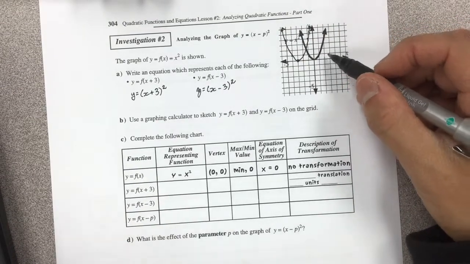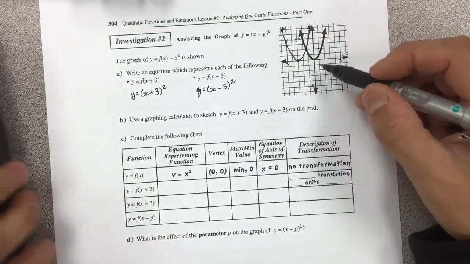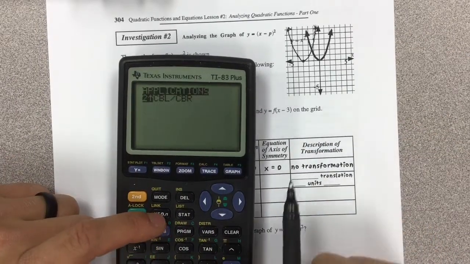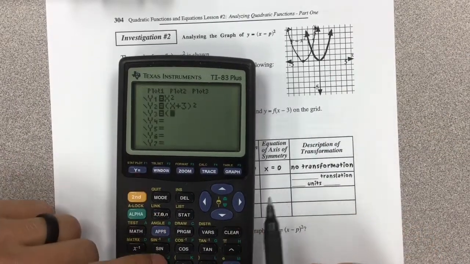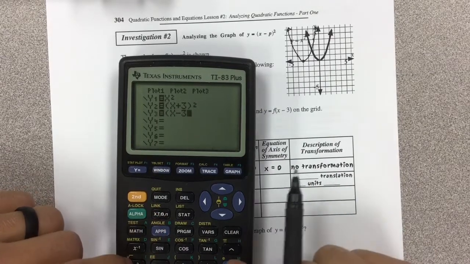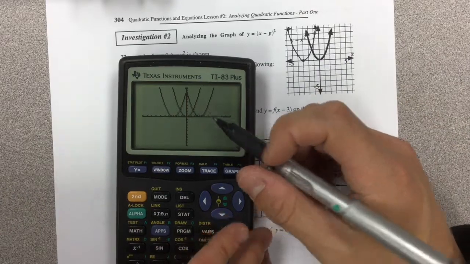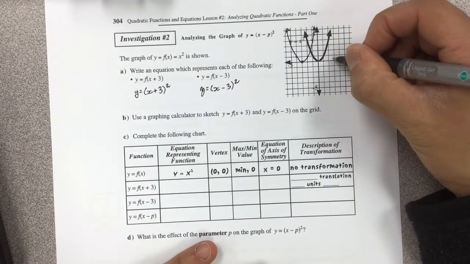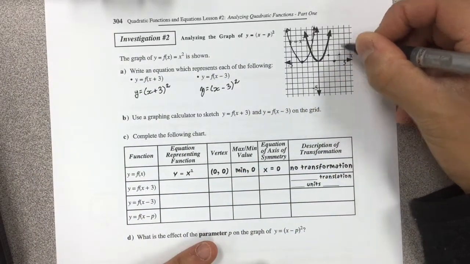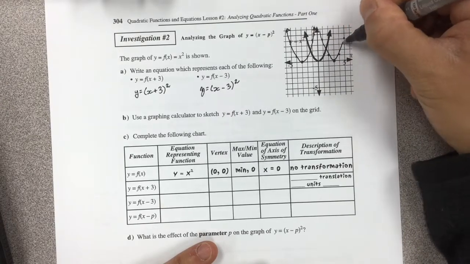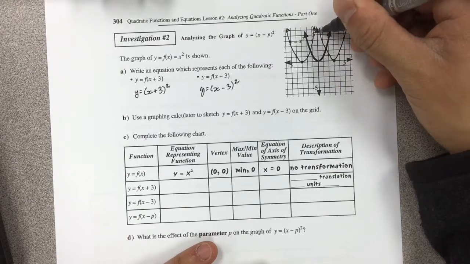So what do you think is going to happen with y is equal to (x minus 3) squared? Well, let's take a look. x minus 3, close my bracket, and square. We've moved to the right 3 units. So 1, 2, 3 to the right. And so now it looks something like this.